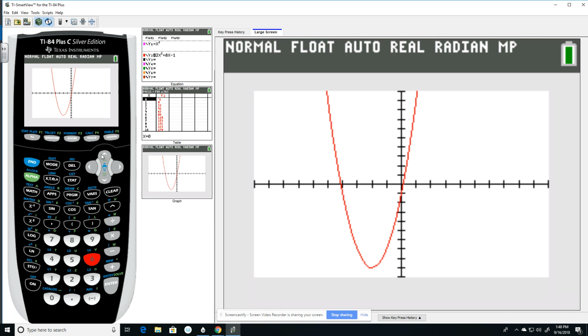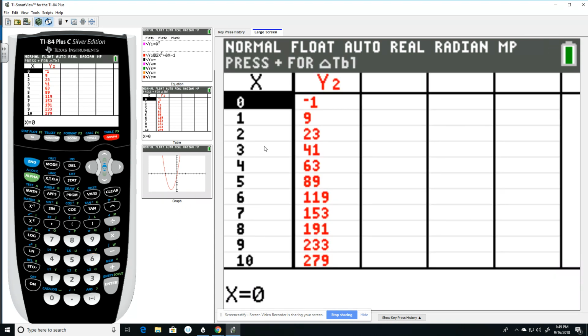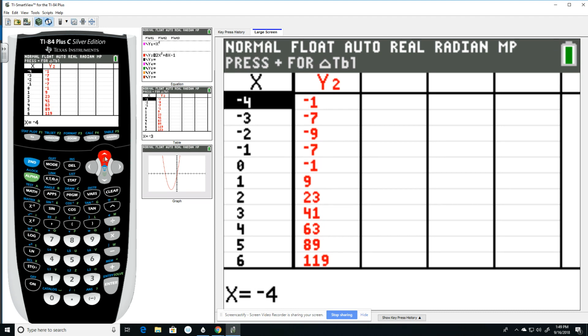So another helpful tool right here is table. It's right up here above graph. If I hit second graph, it gives me a list of inputs and outputs. It tells me that if I put 0 in my function, I get the answer -1. If I put 1 in my function, I get the answer 9. If I get 2, my answer is 23. I can also change those. I can scroll up to see what happens if I get -1, -2, -3.